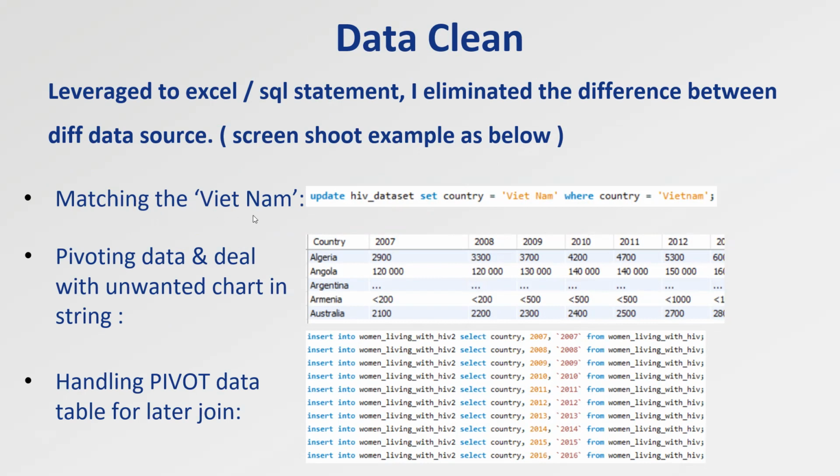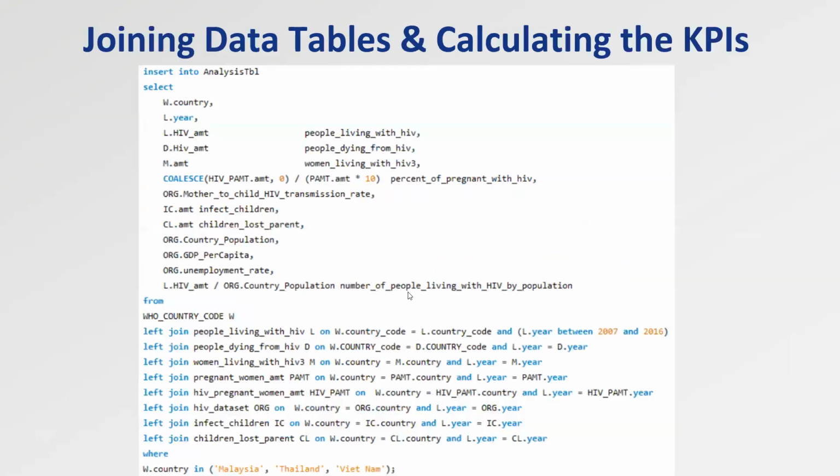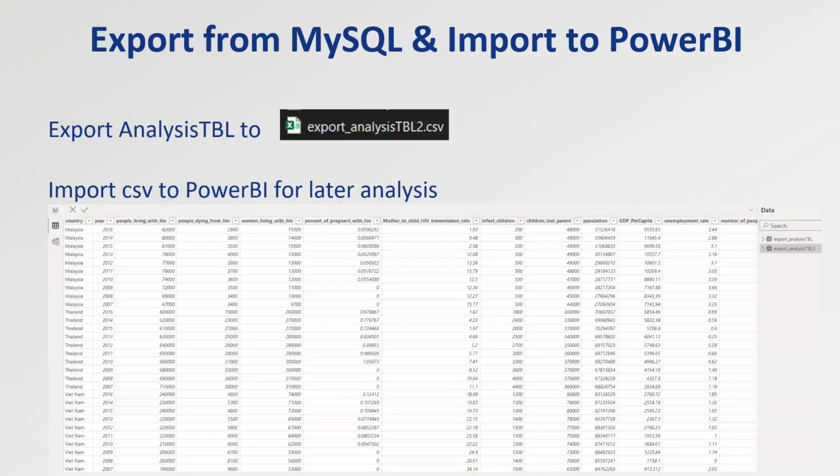Matching the name Vietnam, pivoting data, dealing with unwanted characters in strings, and handling the pivot data table for later joins. And here is the final table I got. Then joining data tables and calculating the KPIs, and exporting from MySQL and importing to Power BI.